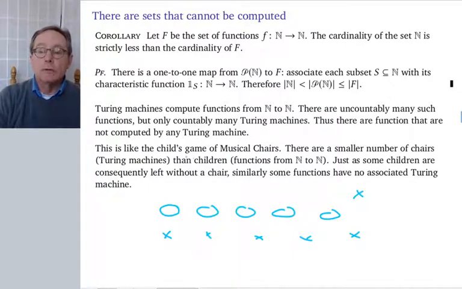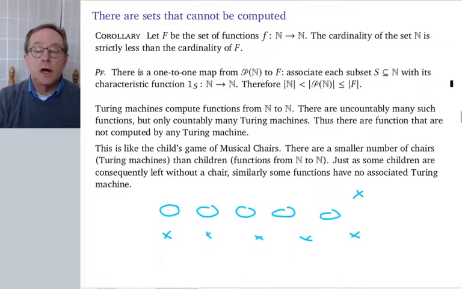There's a smaller number of Turing machines than there are functions from the naturals to the naturals. So some functions from the naturals to the naturals are left without a Turing machine to solve them. I don't know right away which one it is, but some functions are left without a Turing machine to solve them. So there are some functions from the naturals to the naturals with no associated Turing machine. There are jobs that no computer program can solve.